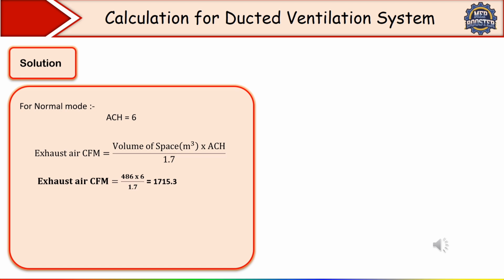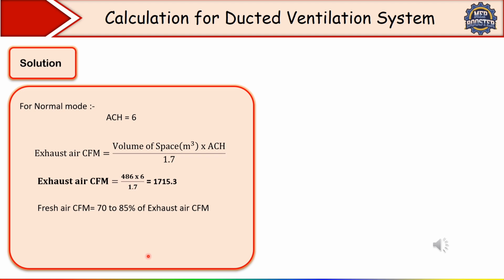Now we have calculated the exhaust air CFM. Now I want to calculate the fresh air CFM. How can we calculate it? I have already told you in the formula: 70 to 85% of exhaust air CFM is our fresh air CFM, so you have to take a value in this range. Suppose I have taken 80%. We have calculated exhaust air CFM, you can see in this image, as 1715.3. So take 80% of this exhaust air as fresh air.